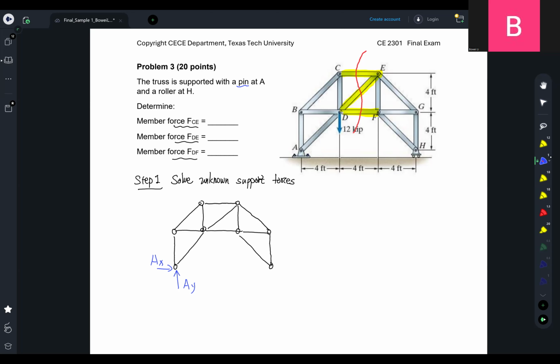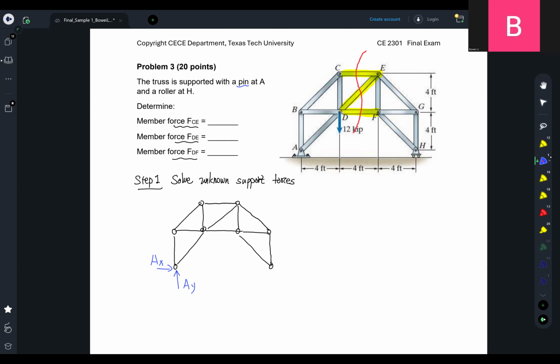So if you look at the pen here, you can think about whether it allows me to move along the x direction. No. So we are going to have a reaction force along x. Similarly, does A allow me to move along the y direction? No. So we are going to have AY.